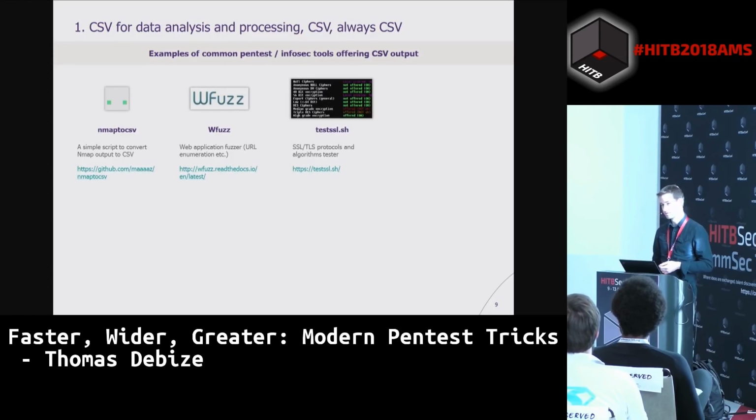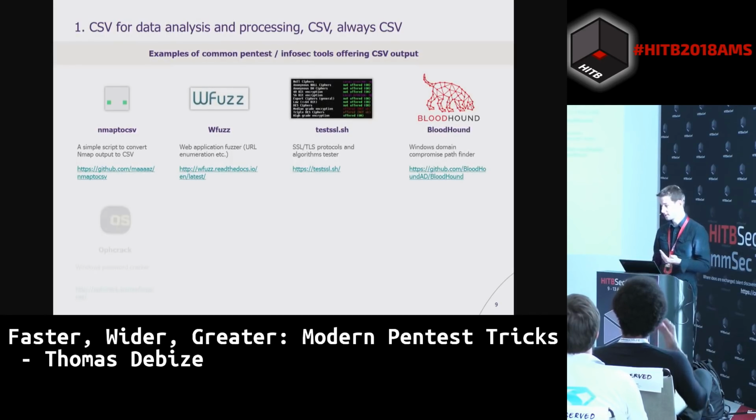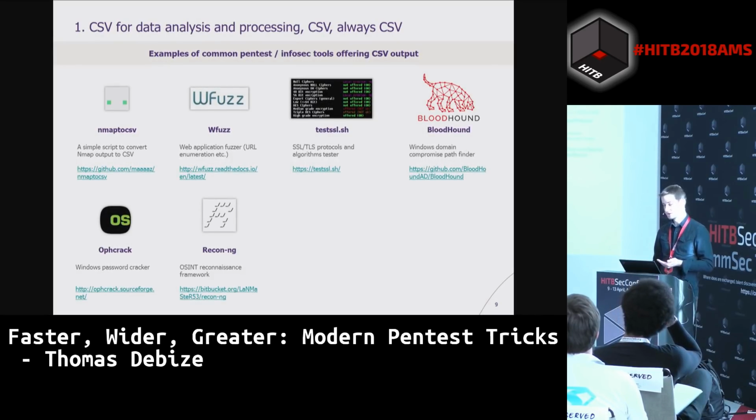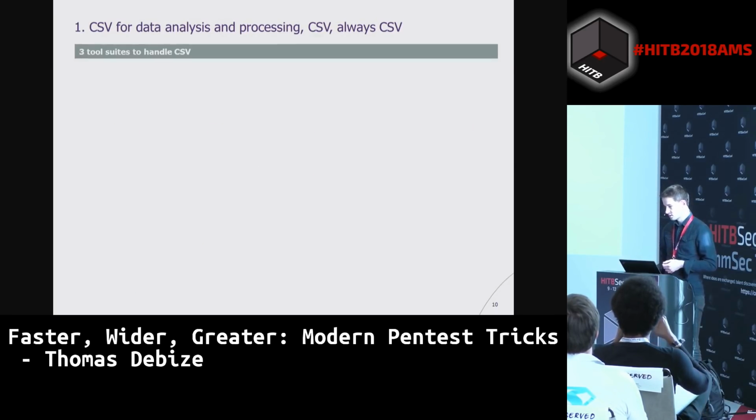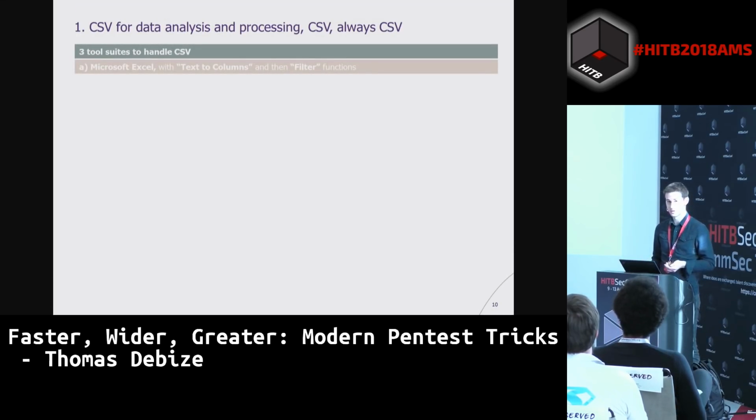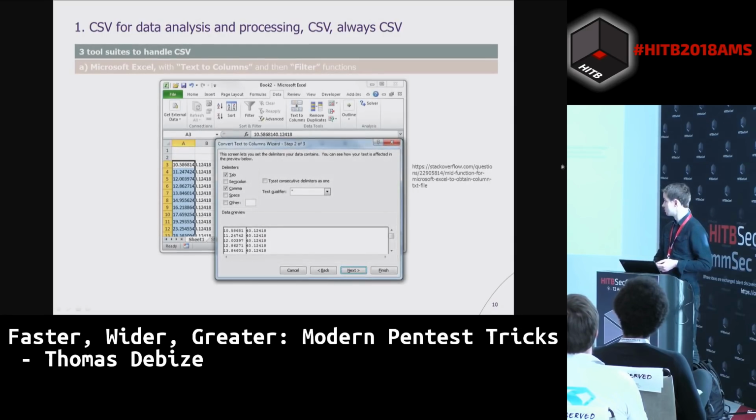testssl.sh, I hope you know it, to assess the SSL/TLS quality of a website or service. Bloodhound, Offcrack, ReconNG, Nikto, Nessus. These are all good tools, and they all process CSV. So, three tools to handle CSV. The first is Microsoft Excel. That's really simple.